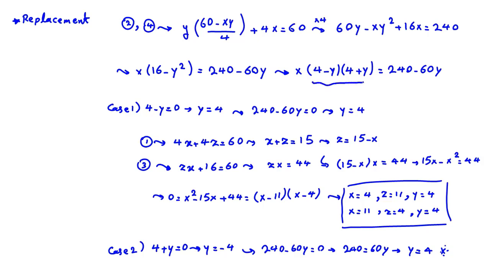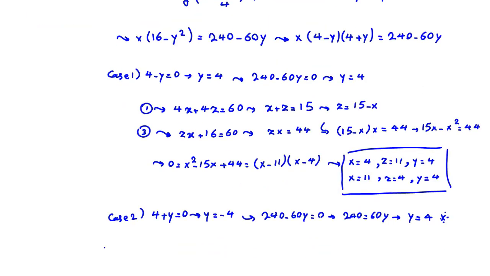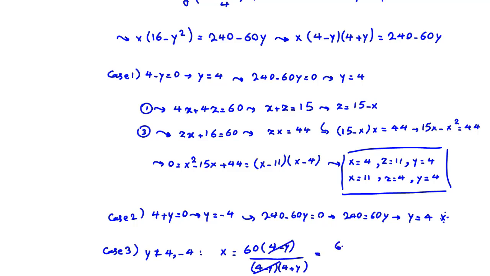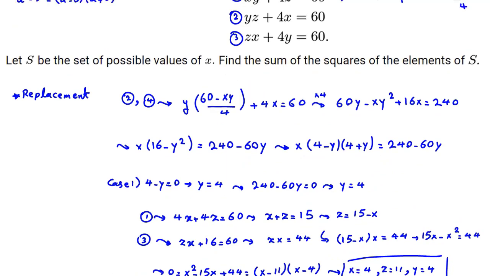In case 3, we consider it is not 0. Okay? So in case 3, we conclude y is not 4 and not negative 4. So we can say x equals 240 minus 60y. We factor out 60, it will be 60 times (4 minus y), and we divide by (4 minus y) times (4 plus y). Then we cancel 4 minus y, it will be 60 over 4 plus y.